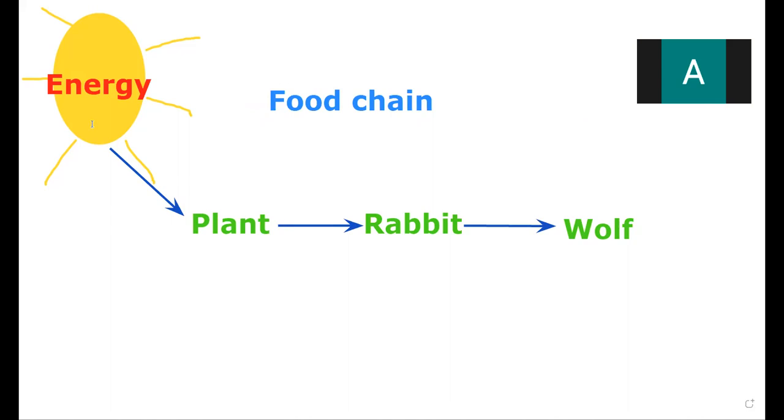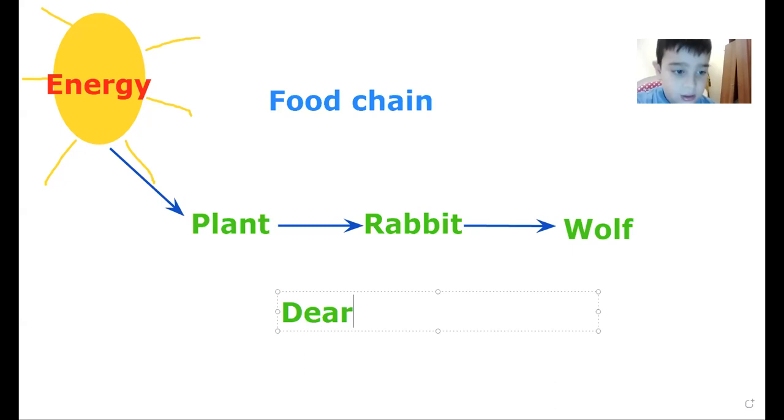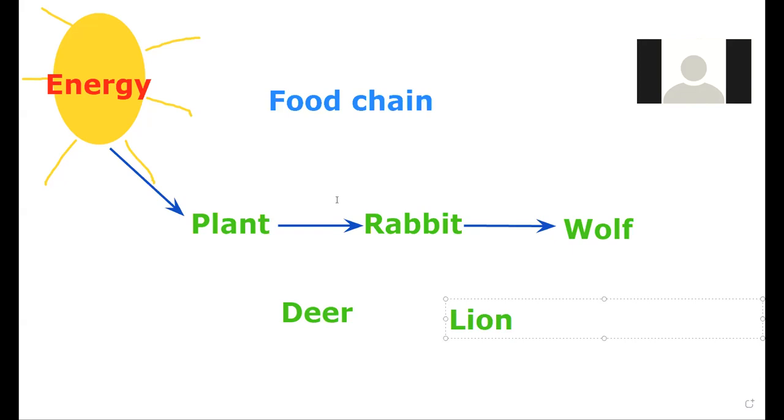Miss, the lion likes to eat the deer and the deer likes to eat plants. Excellent. So who will eat the plant? A deer. Very good. The eagle likes to eat the snake, and the snake likes to eat the frog, and the frog likes to eat the flies, and the flies like to eat the flower. Wow. Very good. See? The deer and then the lion. This is another food chain.